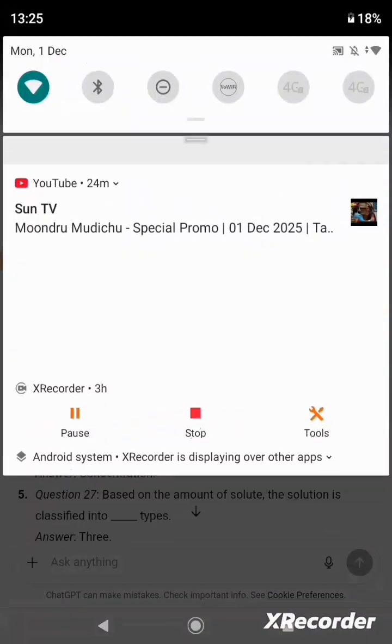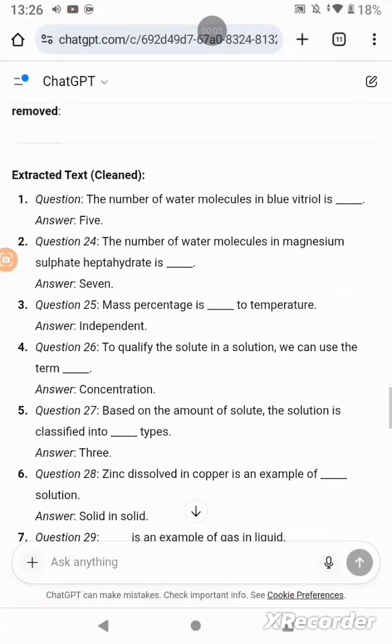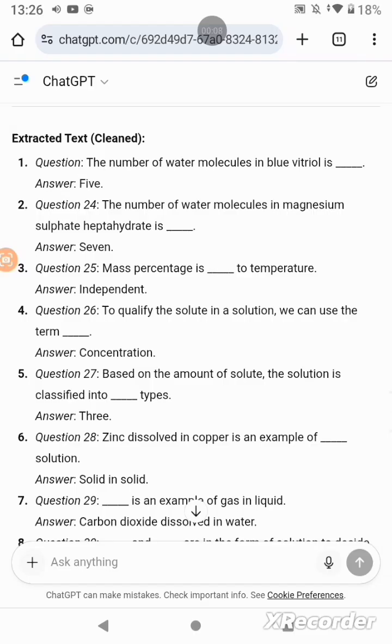Here is the cleaned text with all meta-AI lines and timestamps removed. Extracted text. Cleaned. 1 question.